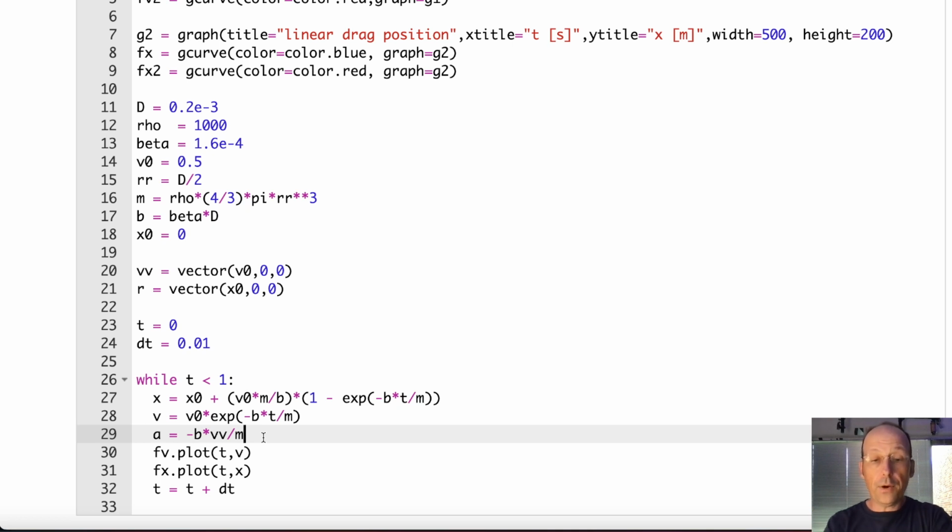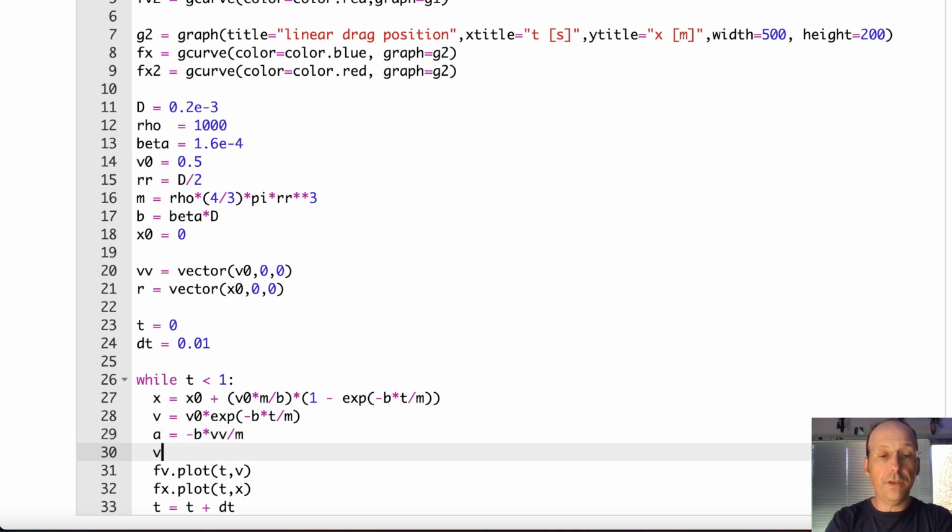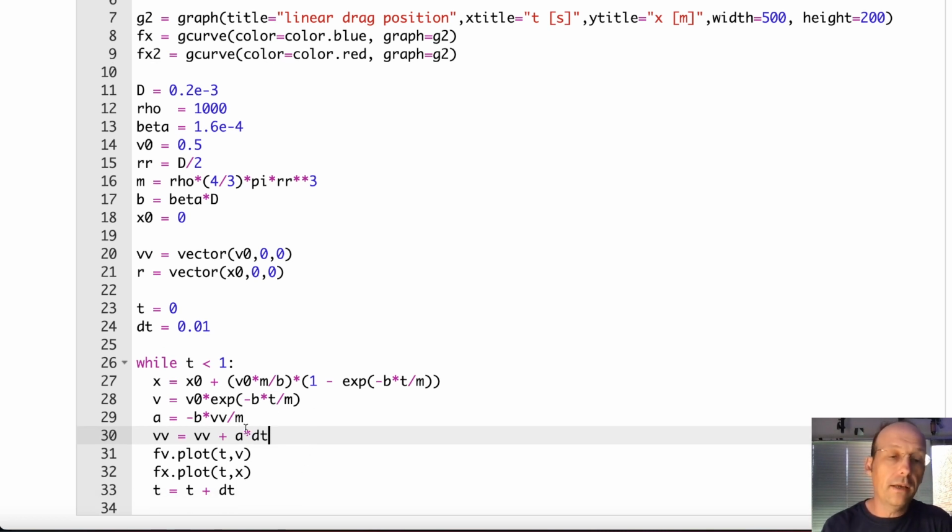Now I can use that to update the velocity. vv equals vv plus a times dt. This is really cool because, number one, this is a vector update equation. This changes the x coordinates, the y coordinates, and the z coordinates, because vv is a vector, a is a vector. So this is a vector equation. Python can handle that.